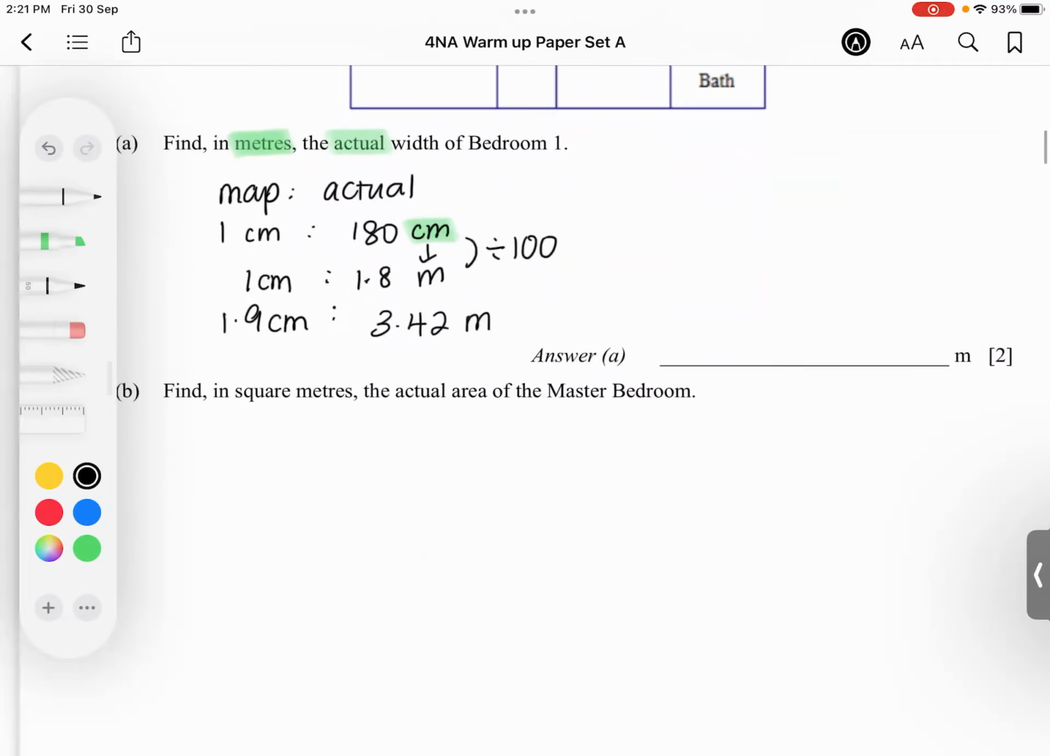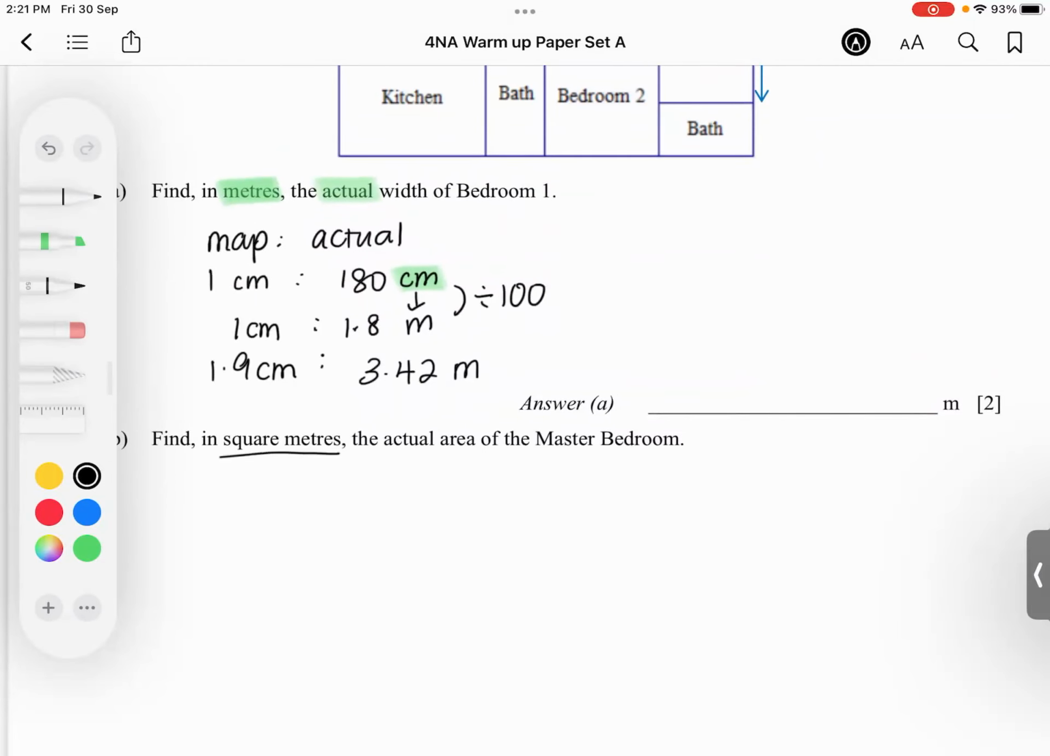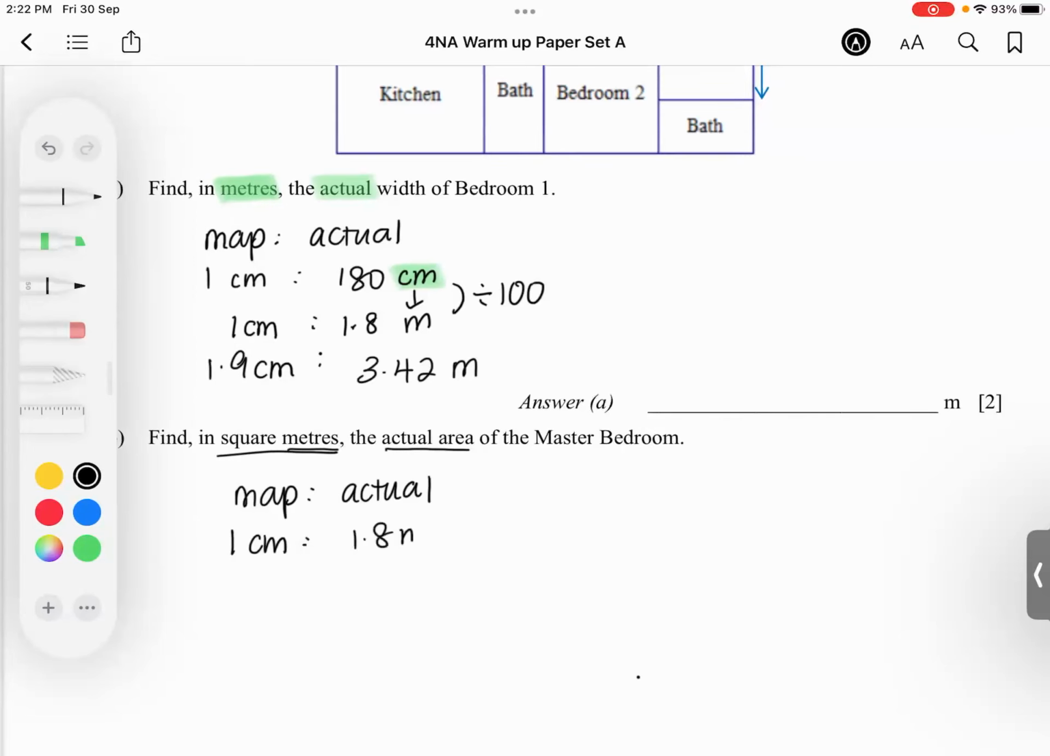Next part of the question: find in square meters the actual area of the master bedroom. That means they want everything in square, the area now. So I have map is to actual, 1 cm is to, which one should I use? The question says in square meters, so they want it in meters. I can also use 180 and then change it to meters, but since I already changed it to meters, I should write this as 1.8 meter.